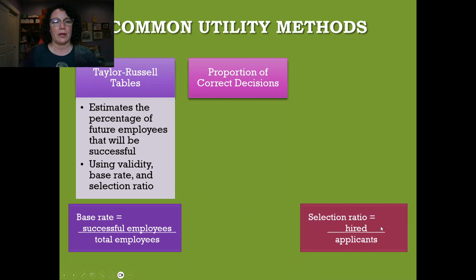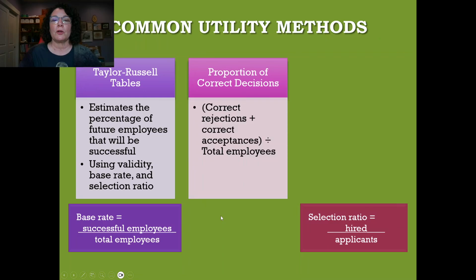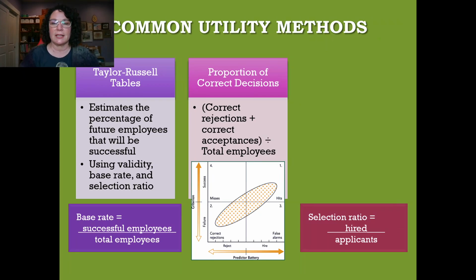Just to remind you, selection ratio is the number of hired people divided by the number of total applicants for the job. Okay, so the proportion of correct decisions is another utility method, where you look at the number of correct rejections, the applicants that we didn't hire and who didn't have the skills, plus the number of correct acceptances, the people who we hired who did have the correct skills, and then we divide that by the total number of employees. So it's this basic thing that we were talking about in a previous chapter. What we're trying to do is the correct rejections plus the correct acceptances divided by the total number of employees, and this gives us a proportion of correct decisions.